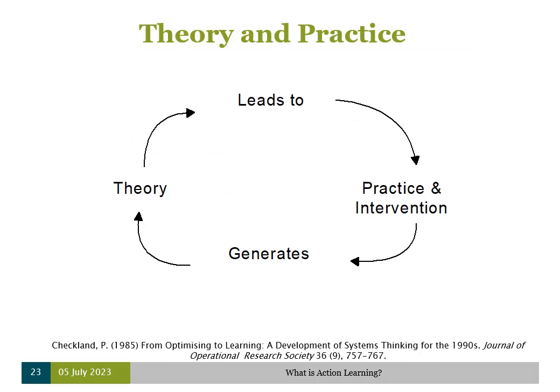The virtuous loop also exists for the relationship between theory and practice, which is another example of the relationship between cause and effect. This particular virtuous loop was encapsulated by Peter Checkland. He proposed that good theory leads to good practice and intervention, which in turn generates improved theory.